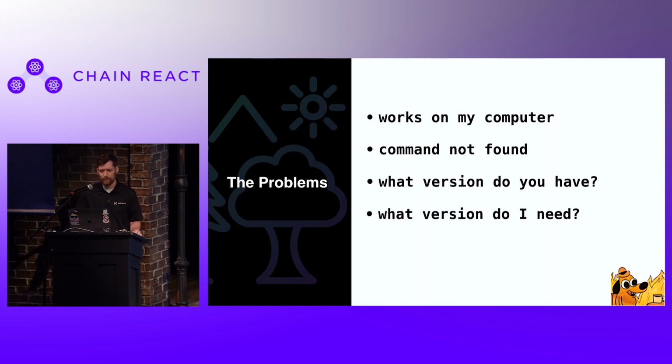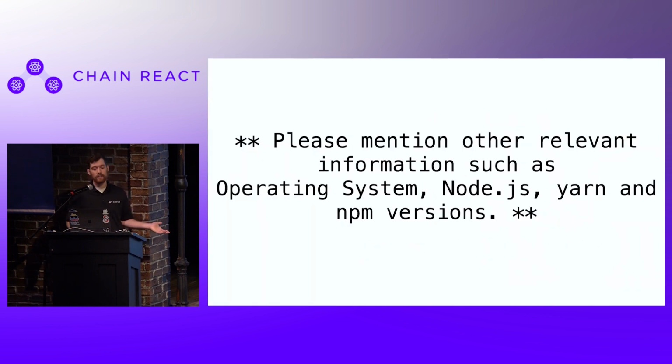What version do you have? What version do I need? And every issue template ever on GitHub: please mention other relevant information, such as operating system, Node.js, Yarn, and NPM versions. How many of you have seen that? Everyone put your hands up.